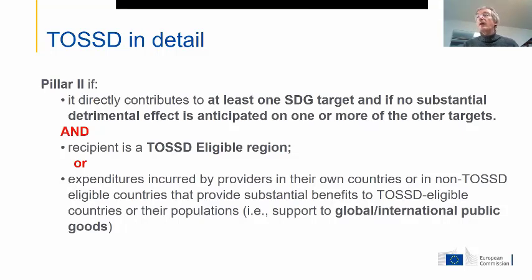Pillar two is conceptually more difficult because it's those resources which are spent in support of international public goods wherever they are spent. So we still have that sustainability test. An activity must promote an SDG target and have no substantial detrimental effect on another. And it must either target a TOSSD region, a TOSSD eligible region or group of countries.